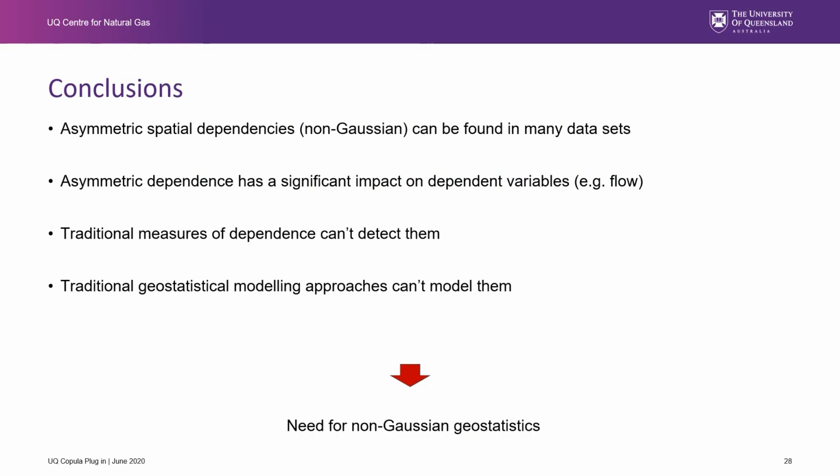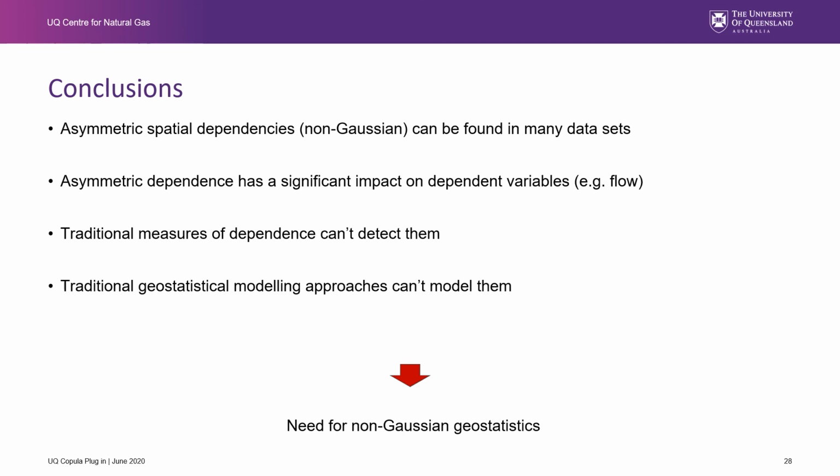So that's been a brief introduction to non-Gaussian geostatistics. We discussed how asymmetric spatial dependencies can be found in many different data sets, and I showed you those examples using the digital elevation maps. I also showed you that asymmetric dependencies have a significant impact on dependent variables, for example on flow behavior.